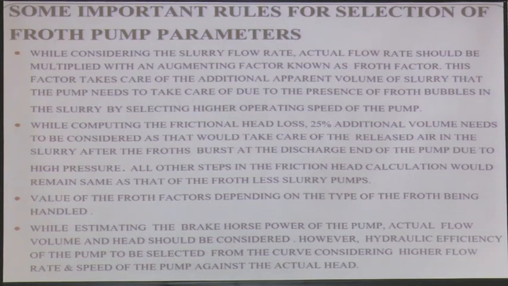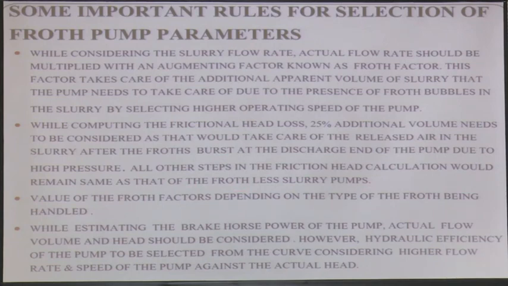So what you do, you multiply the actual flow rate with a factor known as froth factor to come to a virtual flow rate, right? While computing the frictional head loss, 25% additional volume needs to be considered, as that would take care of the released air in the slurry after froth burst at the discharge end of the pump due to high pressure. All other steps in the friction head calculation would remain same as that of the frothless slurry. So these are the two things.